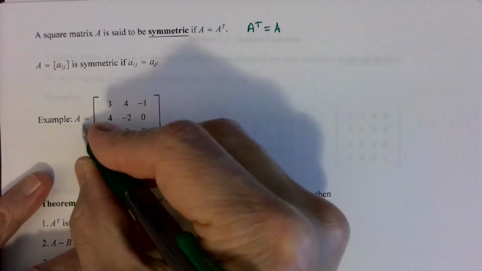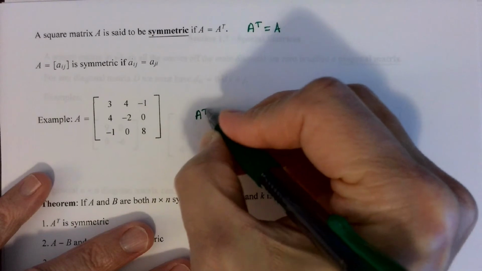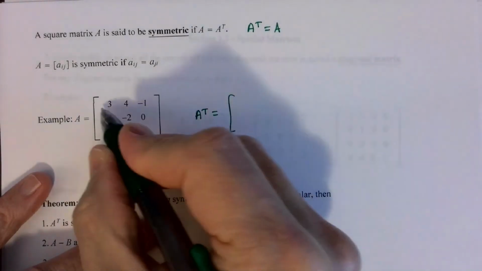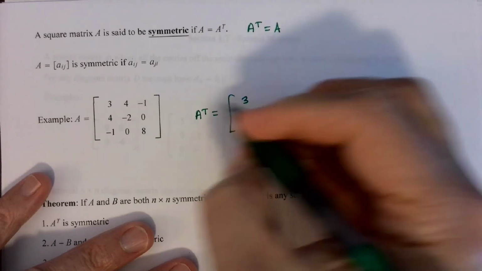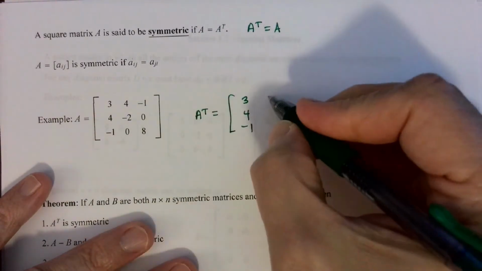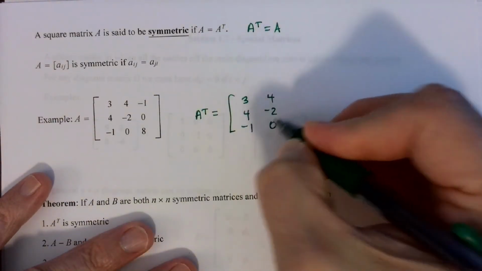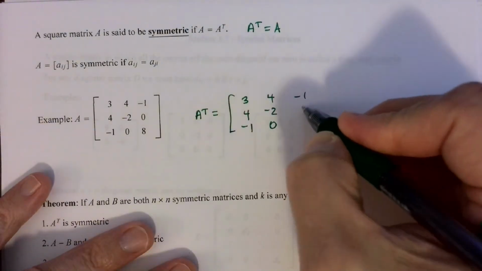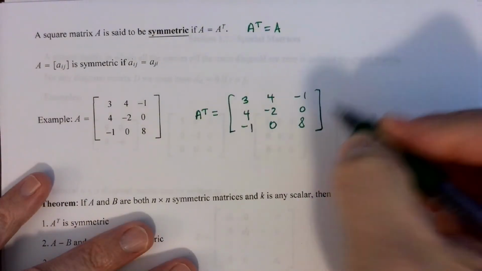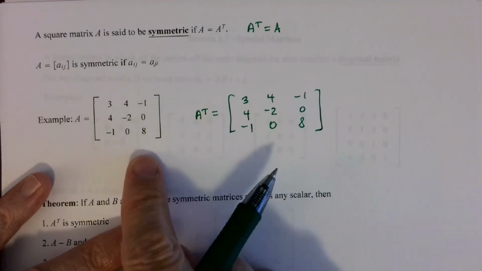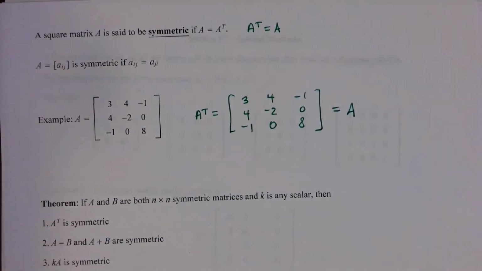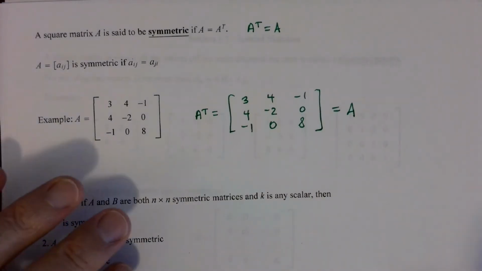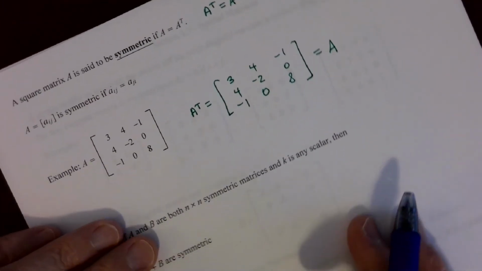Here's an example. Look at this matrix A. What's its transpose? So the first row becomes the first column. Second row becomes the second column. Third row becomes the third column. And if we take a look at this and compare the matrices, lo and behold, they are the same. So why are they called symmetric? Well, do you see the symmetry? Let me rotate this around just a little bit here.